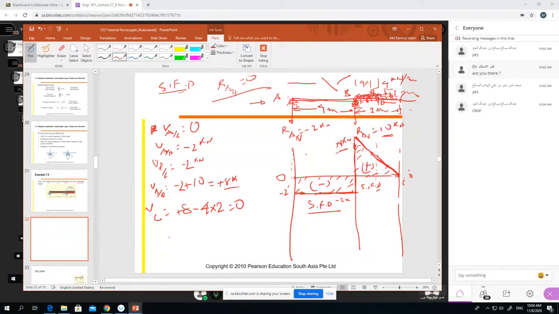So if you have finished, now we are going to draw the bending moment diagram. Let's draw a reference line here, 0 and 0. So here the shear force diagram, sorry. We draw a reference line first. Draw a reference line.